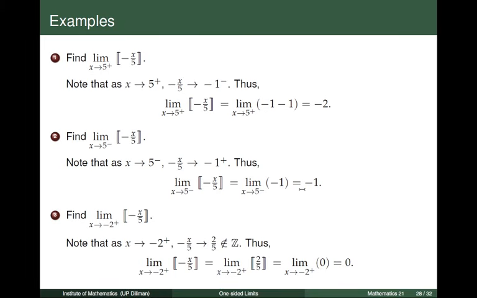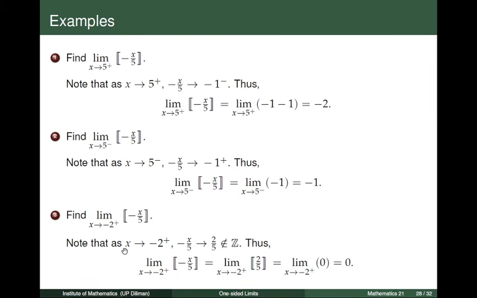Alright? Now, for the next example, let us find the limit of the same expression as x tends to negative 2 from the right side. So, note that when you plug in negative 2 to x here, what you will get is 2 divided by 5. 2 over 5 is not an integer. So, what do we do in this case?